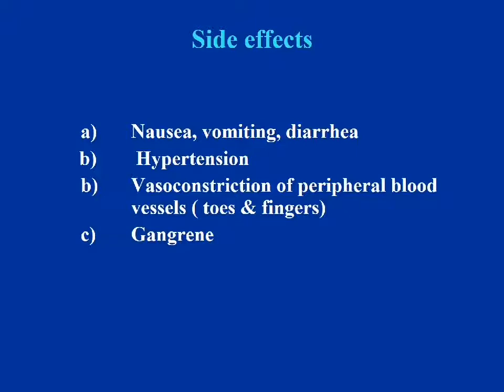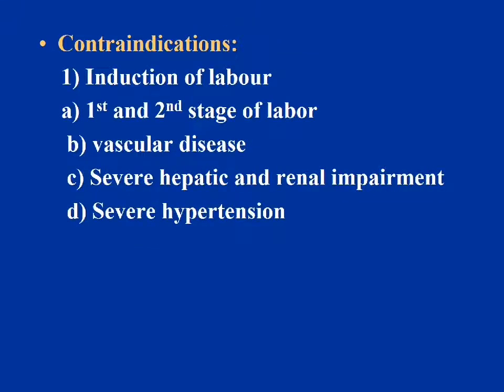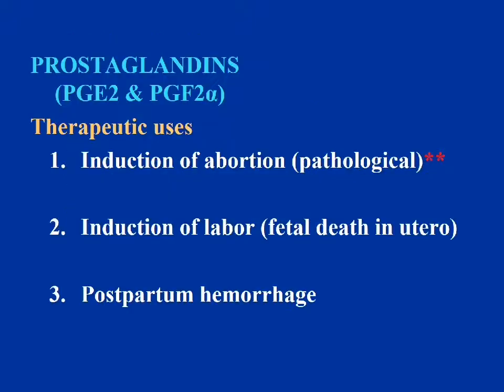Also vasoconstriction of peripheral blood vessels, for the terminals like toes and fingers. And lastly, gangrene because of the inadequate blood supply which reaches the tissues. What are the contraindications? Induction of labor, first and second stage of labor, vascular disease, severe hepatic and renal impairment, and lastly, severe hypertension. Those are the contraindications and must also be kept in mind.